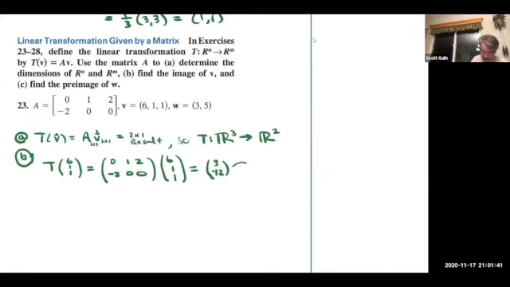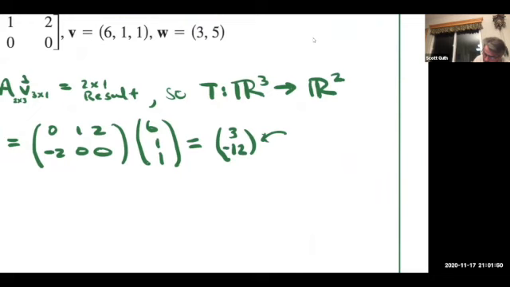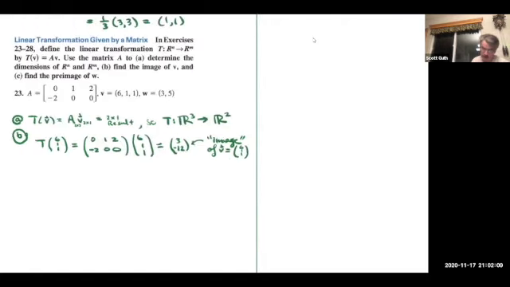Okay, so that's the image of 6, 1, 1. Doesn't look like a negative 12. I'm going to have to make that minus sign look a little better. So 3, negative 12 is what they call the image of V, which was the 6, 1, 1 vector. Okay, and then they want the pre-image of W.